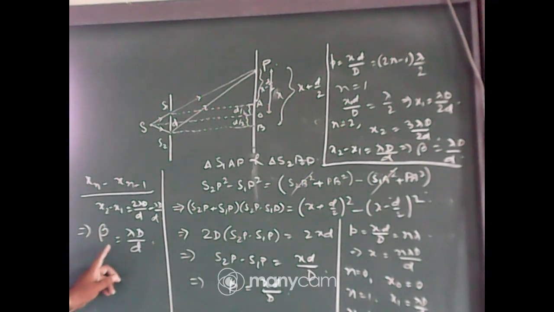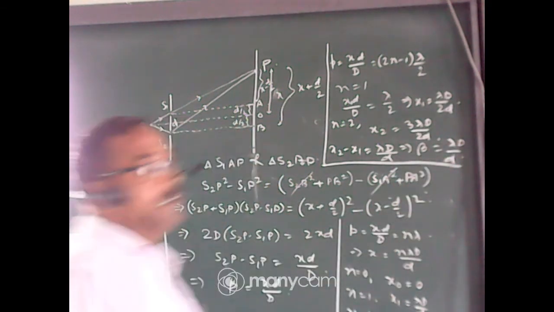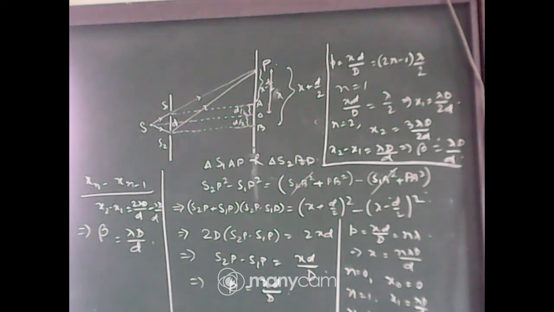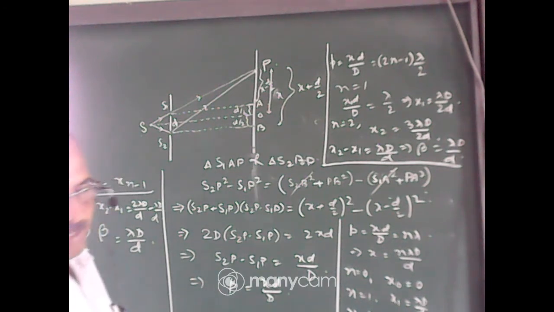You check here, for successive bright fringes, beta equals lambda D by d. For successive dark fringes, also lambda D by d. So both are the same. Any queries for this derivation? My dear student, any queries from this derivation? You check it first. Yes or no? Is it clear? No, sir.